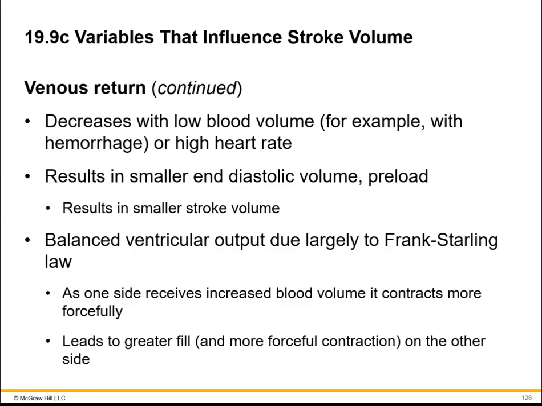Decreased venous return is going to result in a smaller end diastolic volume and therefore less preload. Less preload is going to result in a smaller stroke volume because of the Frank-Starling law. Balanced ventricular output is due largely to the Frank-Starling law. As one side receives an increased blood volume, it's going to contract more forcefully. That is ultimately going to lead to greater fill and more forceful contraction on the other side of the heart.